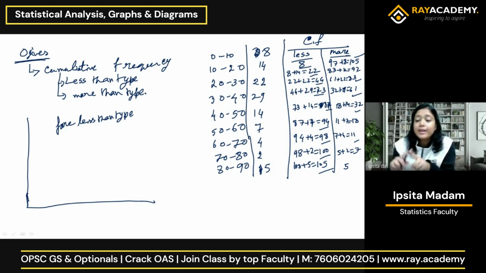And when you draw the less than type and more than type ogives, if your question is only for the less than type, it's okay, you draw only the less than type. Only more than, you draw more than type. But when both are asked, when you draw the less than ogive and the more than ogive, these two different ogives must intersect each other.